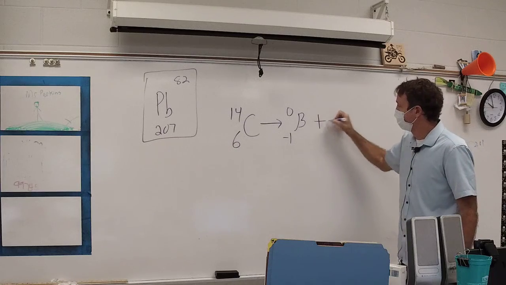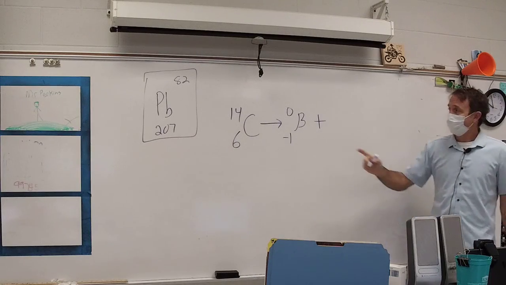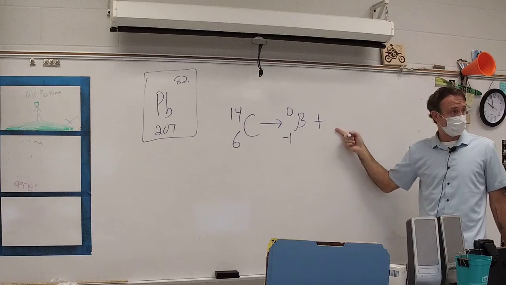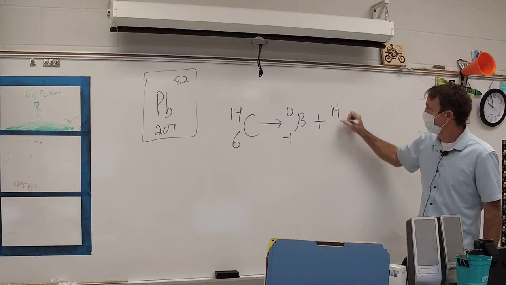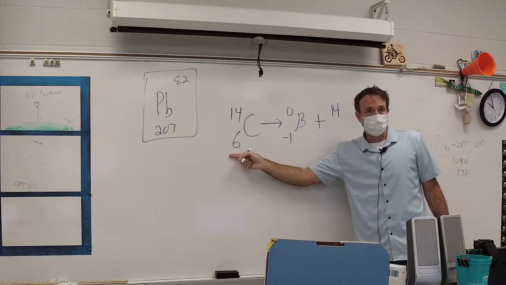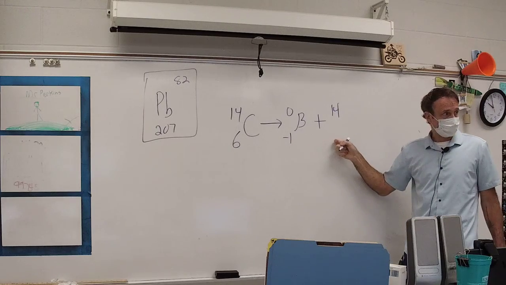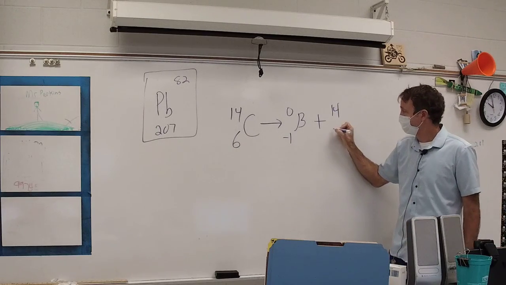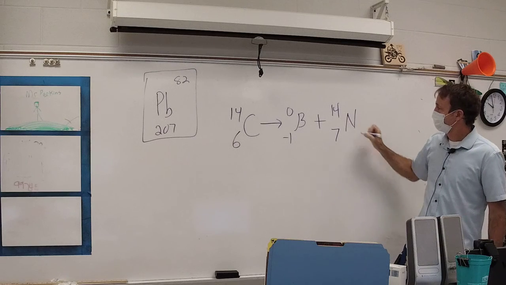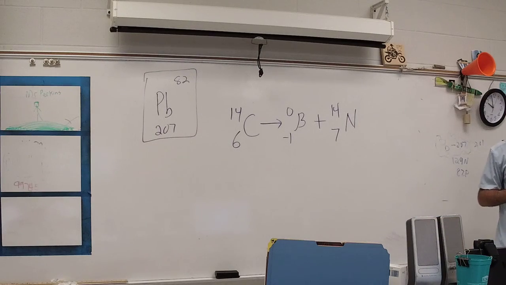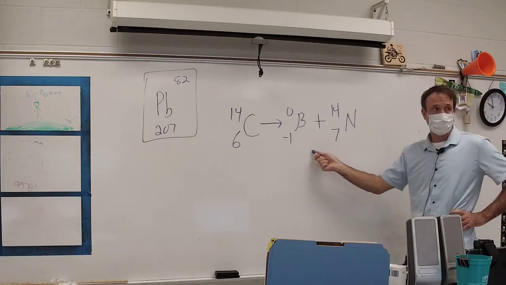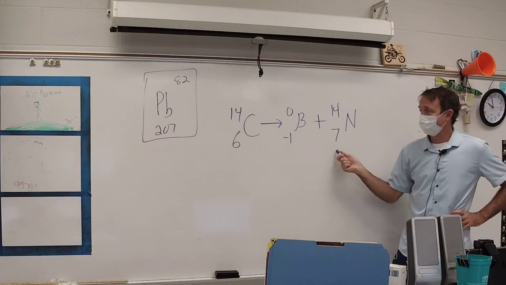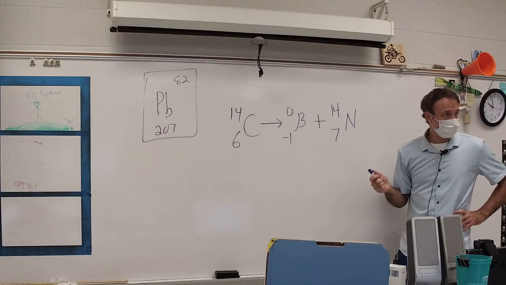And what else would be left? 14 and 0. What's the weight of this other atom? 14. 6 is equal to negative 1 and what? 7. Boom. Nitrogen. This is how nitrogen is created, through the beta negative decay of carbon-14. Does this math make sense? Negative 1 and 7. So here's what happens.